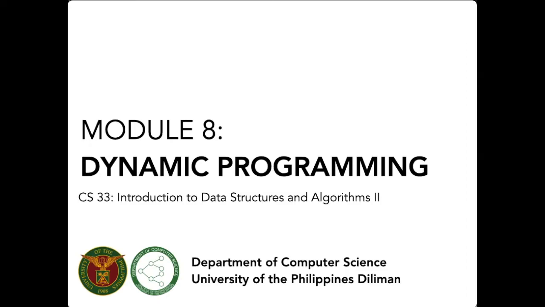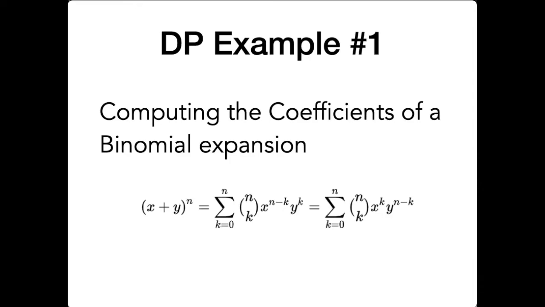Hi and welcome back to CS33. This is part of Module 8 and this is our first example for dynamic programming, aside from the simple example for computing the nth Fibonacci number. So for this video, we will be discussing how to compute the coefficients of a binomial expansion.